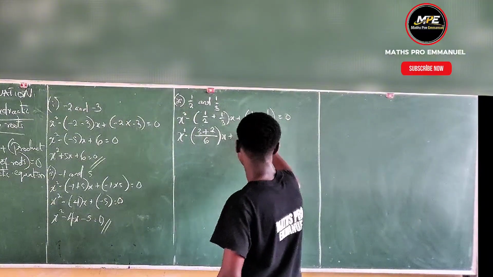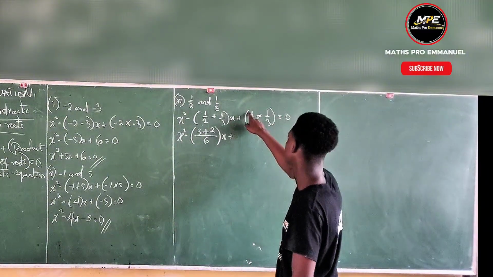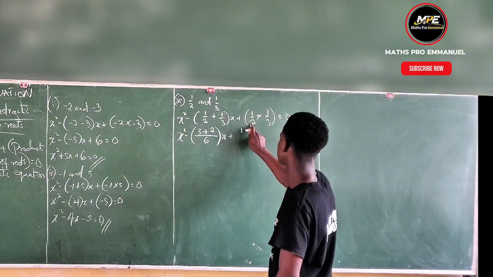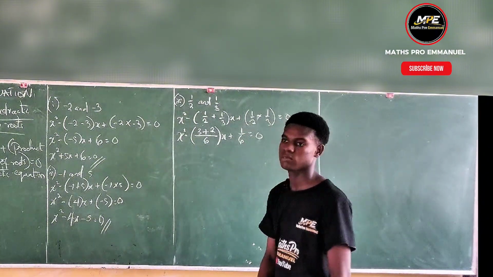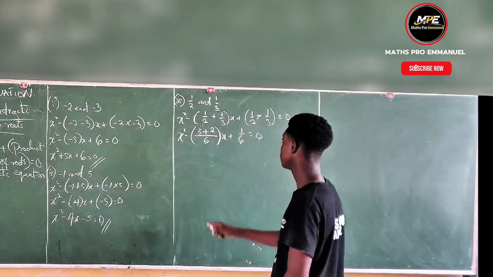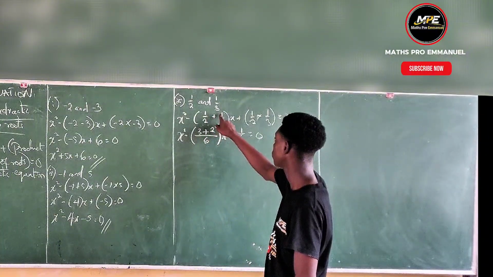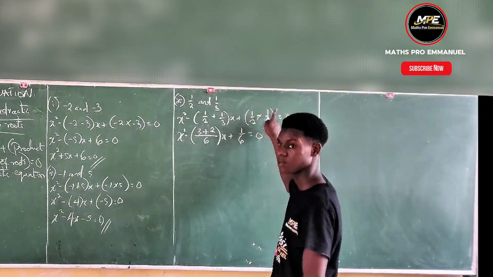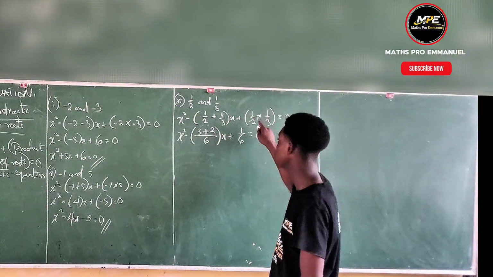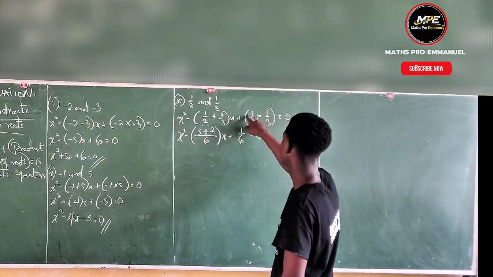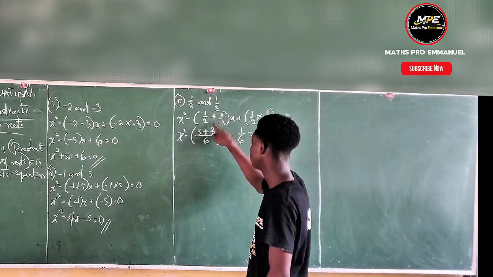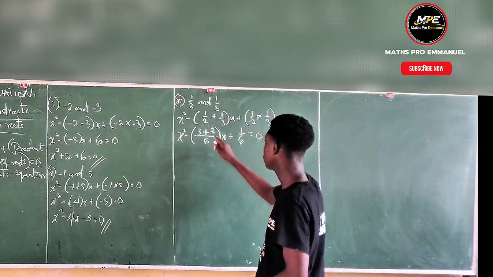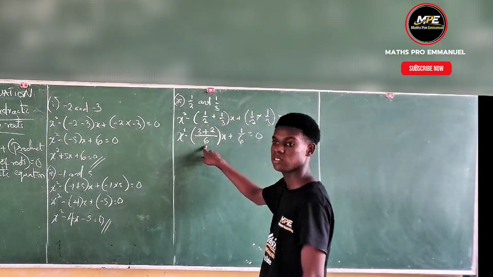x plus, now you multiply this, you multiply the numerators: 1 times 1 is 1, and the denominators: 2 times 3 is 6, equal to 0. Hope you know the difference between 1 over 2 plus 1 over 3 and 1 over 2 times 1 over 3. When you're multiplying, it's numerator with numerator and denominator with denominator. But when you're adding, you are doing something like LCM. The LCM of 2 and 3 is 6.